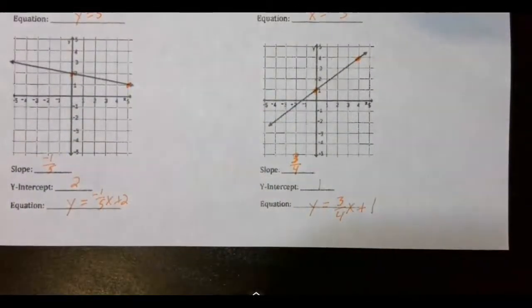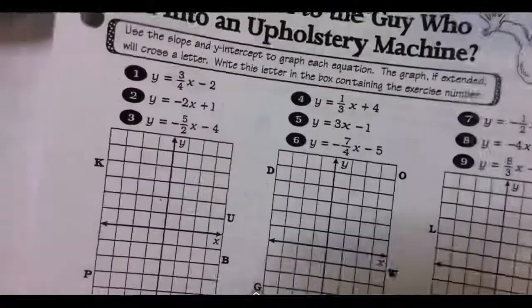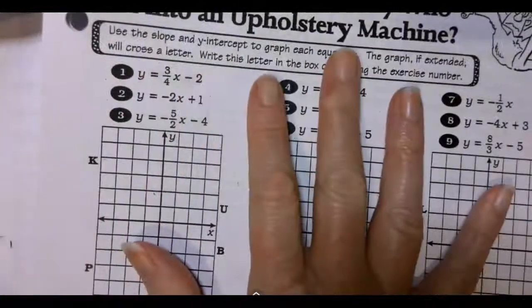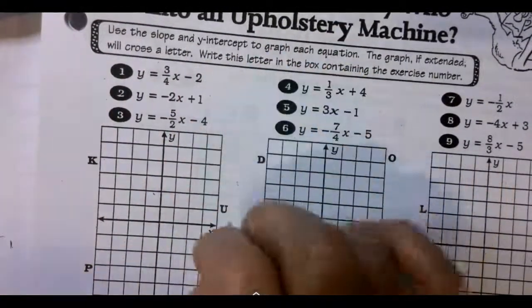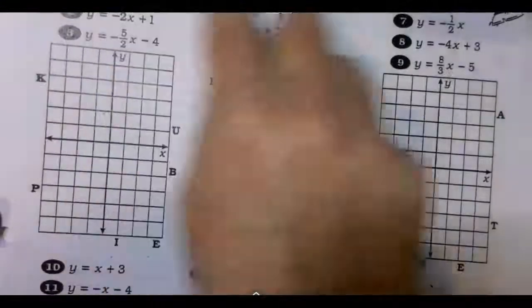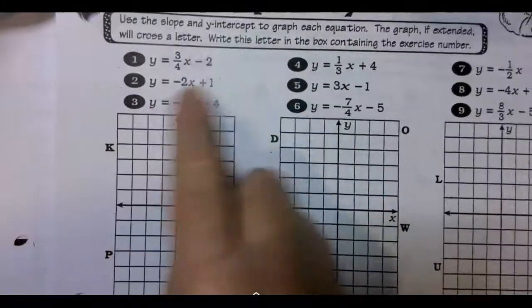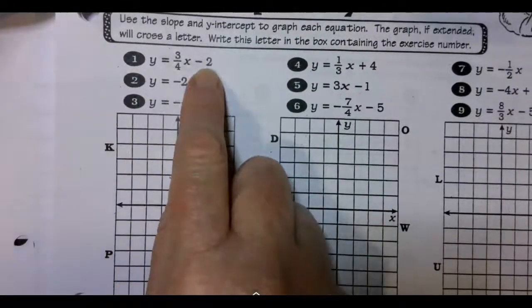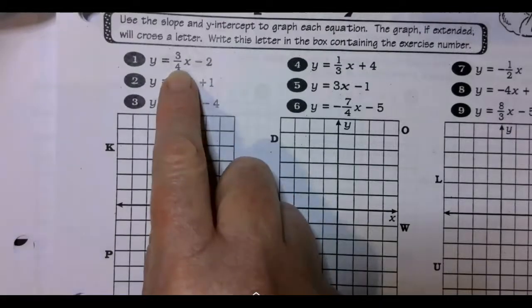Good. Let's take a look at your homework. In your packet, your homework is going to be like this, but before we go any further, I want you to realize there's a Schoology assignment out there. I want you to start in Schoology. This assignment asks, what happened to the guy who fell into an upholstery machine? It just makes it more interesting. You're still going to graph the same way. You're going to start with your y-intercept, and you're going to go through and use that point.